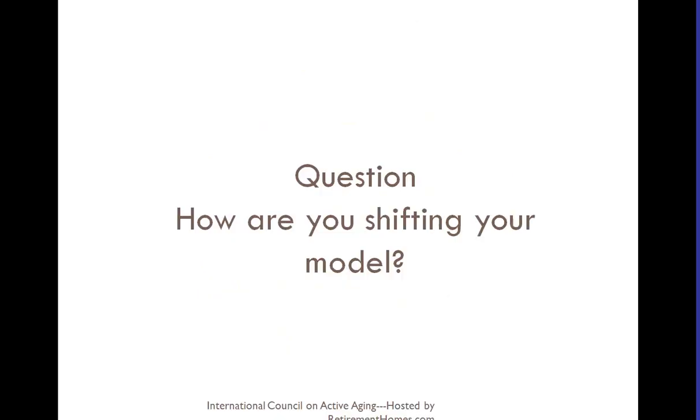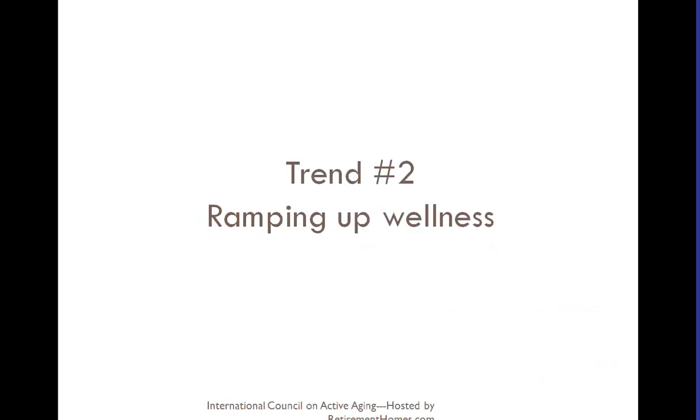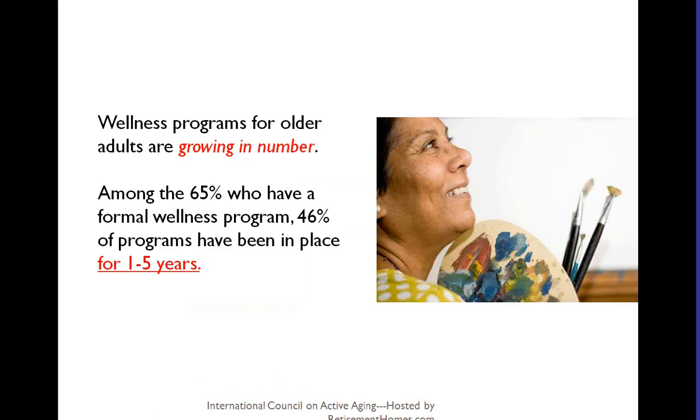So as we move forward, please keep this model in mind and ask yourself, how are you shifting your model to address active aging? As we look at the other elements of this presentation, this may give you some ideas as far as how to address it if you haven't started already. And by the way, if you haven't started already, it certainly is a competitive disadvantage compared to what is occurring out in the marketplace today. So shall we move forward to the next trend, which is ramping up wellness?